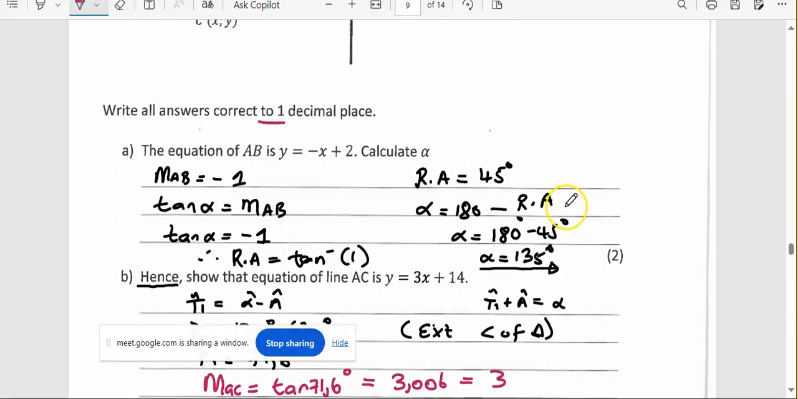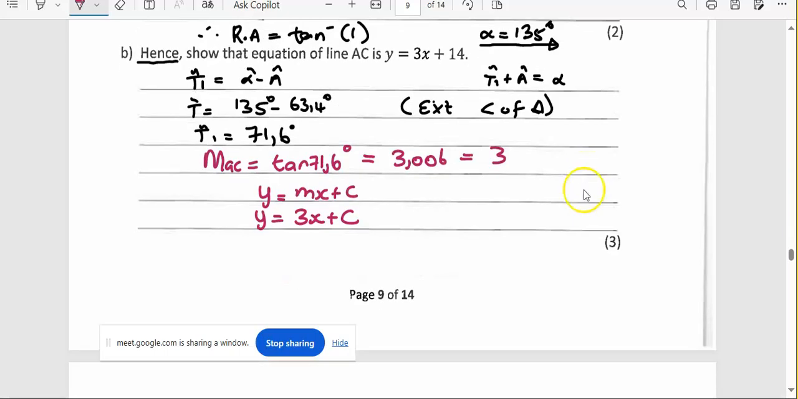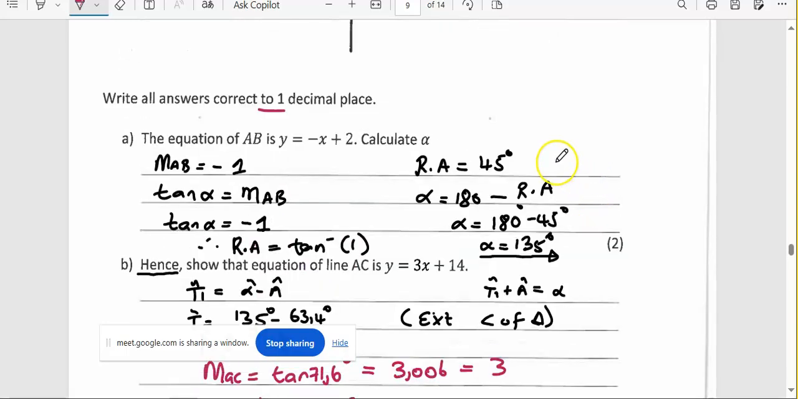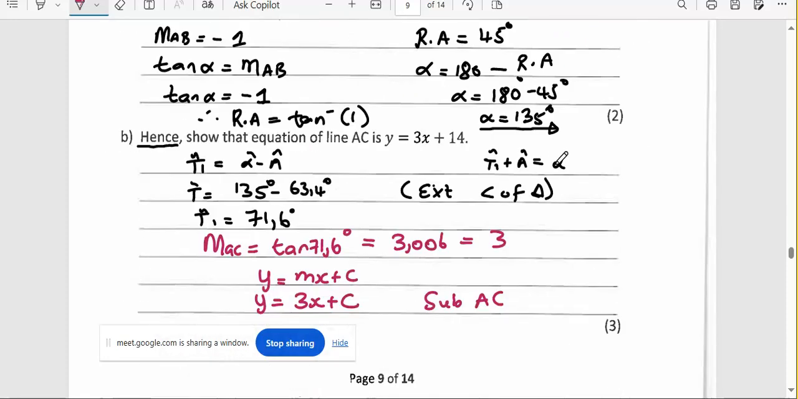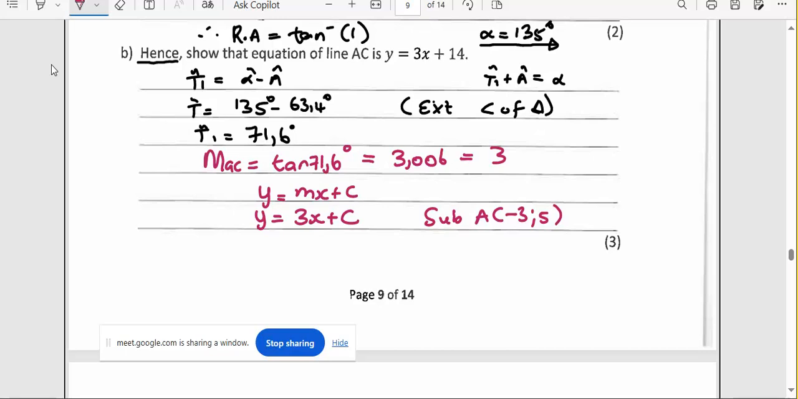To find the value of c, we need to use any point, but we only have A. We don't have C. We only have the point A. So we are going to use that A to find c. We sub in A, which is given as, if we go back, minus 3 and 5. So where this is your x, this is your y. Where there's y, I'm going to put 5. Where there's x, I'm going to put minus 3, plus c. Therefore, what is the value of c?